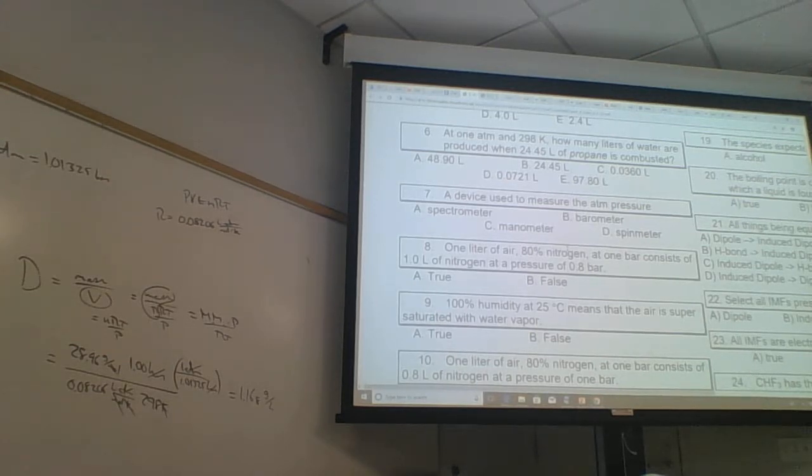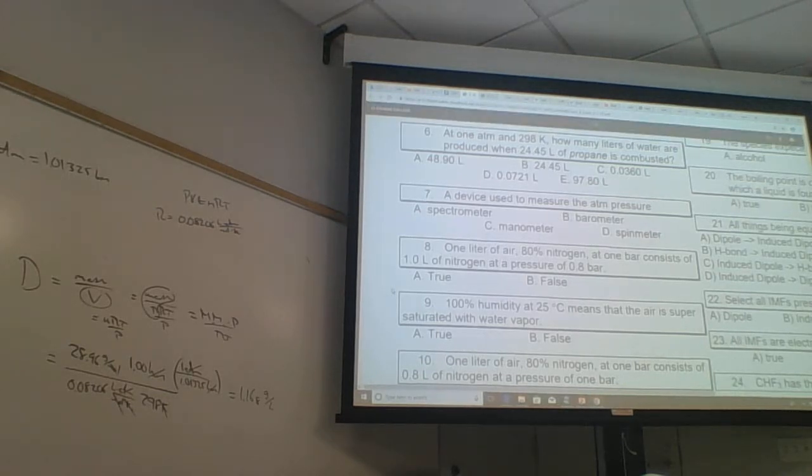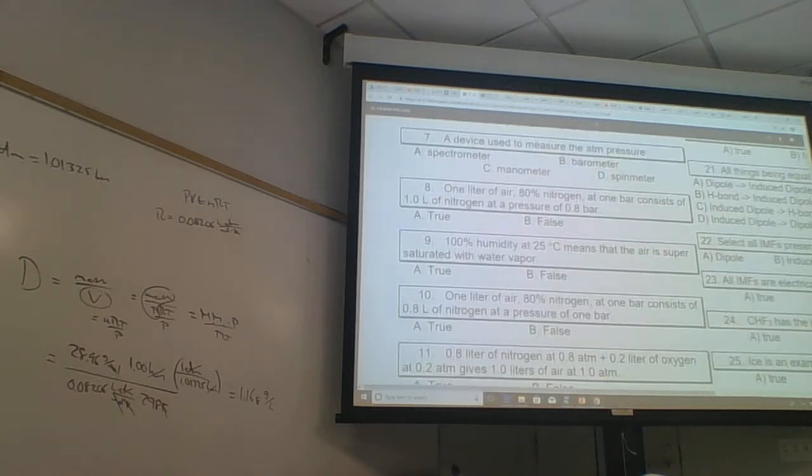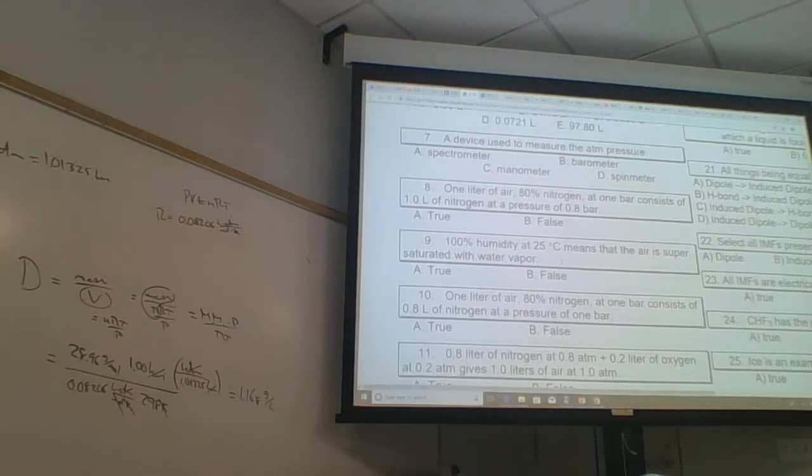Yeah, it's true. 1 liter of air consists of 1 liter of nitrogen at a pressure of 0.8 bar, and 1 liter of oxygen at 0.2 bar. Sure. 9, 100% humidity at 25 degrees C means the air is supersaturated with water vapor. That's false.